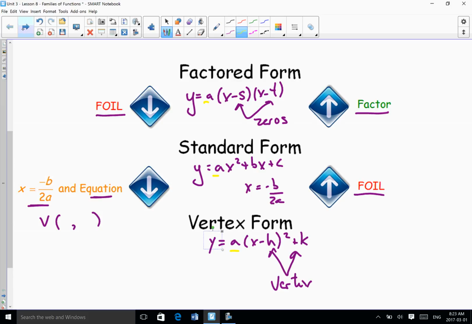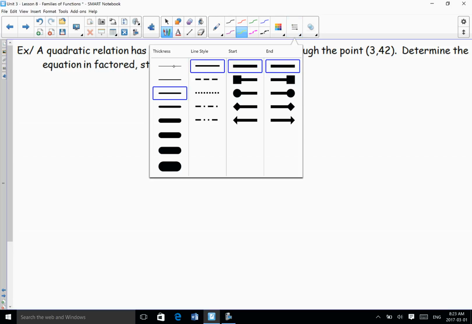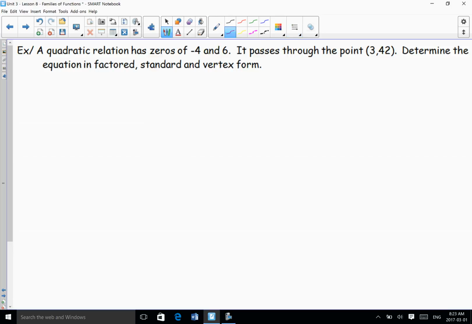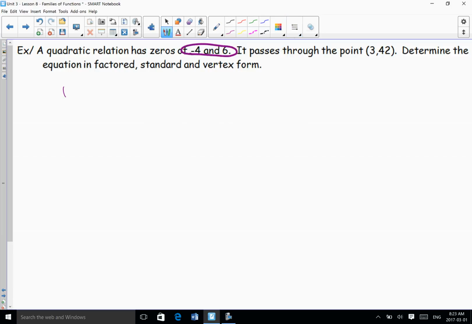Okay, so let's try one. A quadratic relation with zeros of -4 and 6 passes through the point (3, 42). Determine the equation in the three forms. So, if we're told zeros, then we're basically starting in factored form. So we'll start off with factored form.